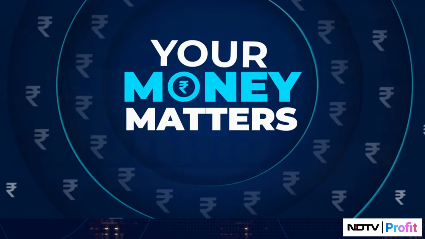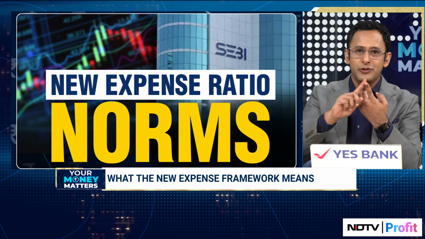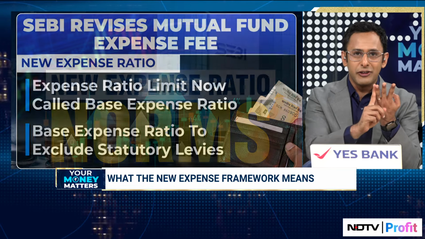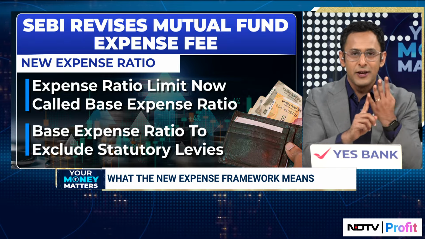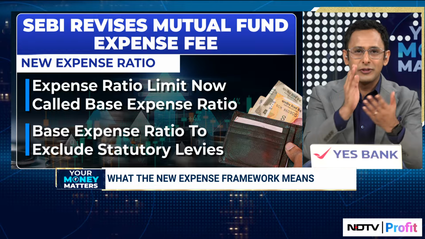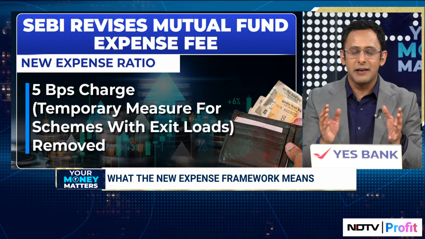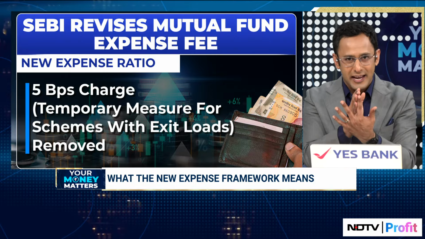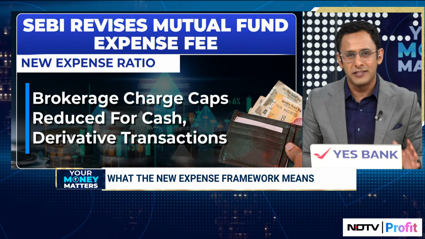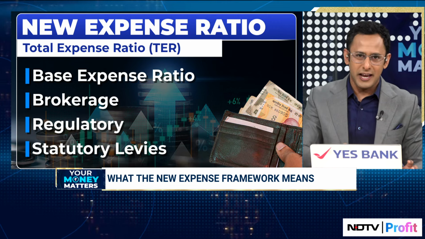It is now going to be made up of 4 components, and I'll list them out for you. There's going to be the base expense ratio, there will be the brokerage, there will be regulatory fees and statutory fees. All of this was more or less morphed into one earlier. Now there is a division between these. And to facilitate this, the SEBI has said that the base expense ratio will be reduced by 10 to 15 basis points for most equity mutual fund schemes and certain other schemes as well.